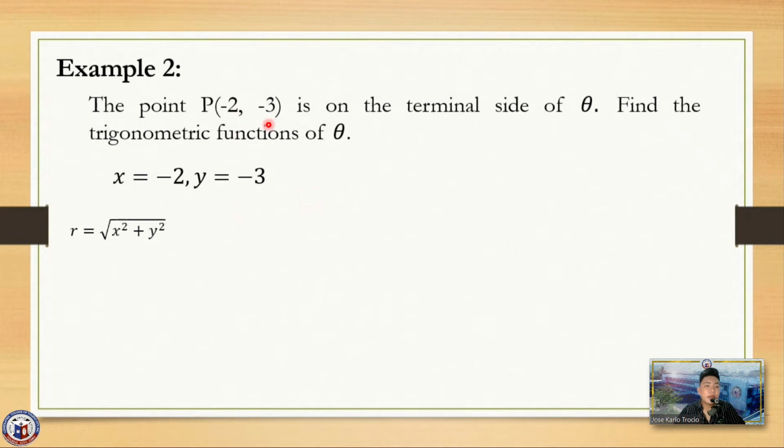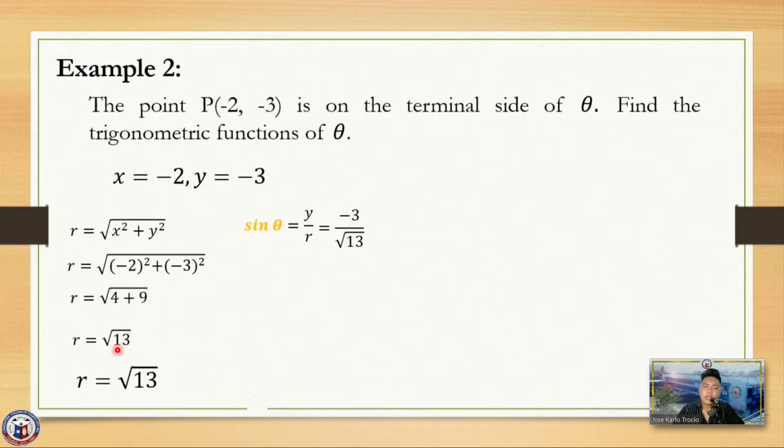So we have the value of x and y, but we don't have the value of radius. So we are going to solve for that using the basic Pythagorean theorem. The value of x is -2, -2 squared is 4, -3 squared is 9, 9 plus 4 is 13. So the value of radius is equal to square root of 13. You cannot simplify that one, so that's it.